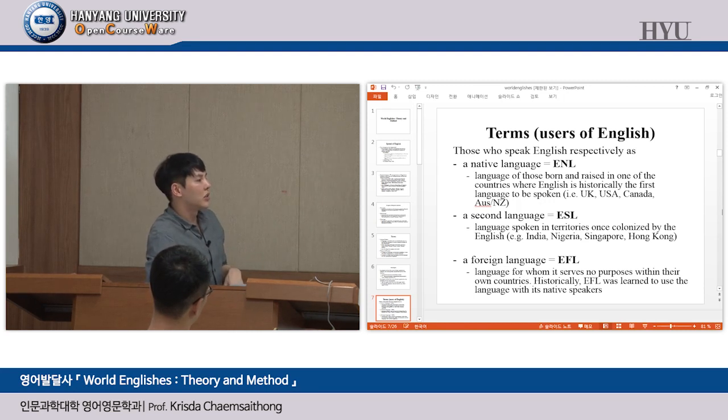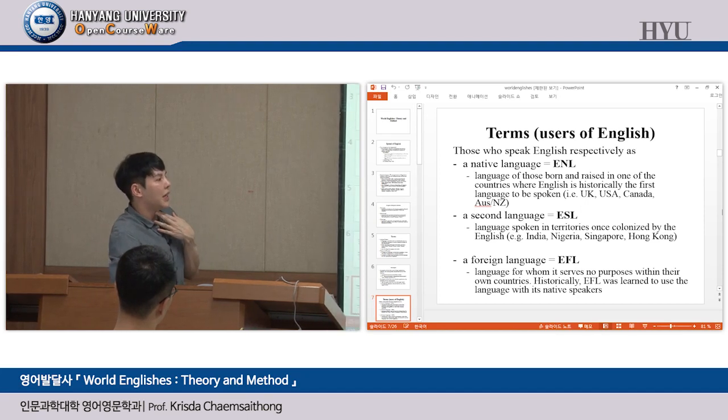And EFL was learned to be used with native speakers, right? So Korea would be in this category, right? EFL, right? So ESL would be India, Nigeria, Singapore, where they already have their local language, their home language. India, like Hindi, for example, and other languages. Singapore, you have Malay, you have Chinese, and so on, right? Hong Kong is the same. But EFL is like Thailand, EFL is like Korea, and so on.